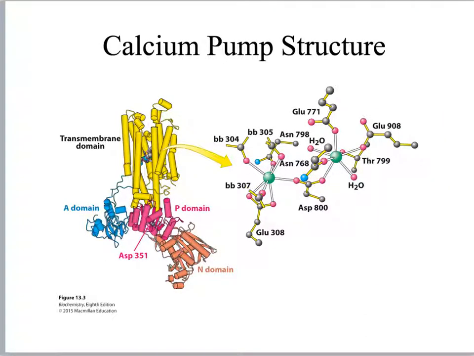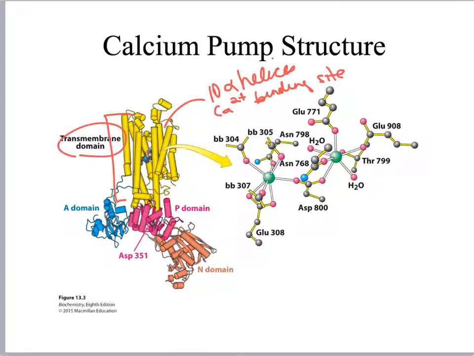So one example of a P-type ATPase is this calcium pump. This is going to take calcium from muscle cytoplasm into the sarcoplasmic reticulum. This particular pump has a single polypeptide chain that consists of our transmembrane domain. So here's our transmembrane domain. This has 10 alpha helices and a calcium binding site within this domain. Then we also see that the pump has three other domains: an A domain, a P domain, and an N domain. The N domain is where our ATP is going to bind.